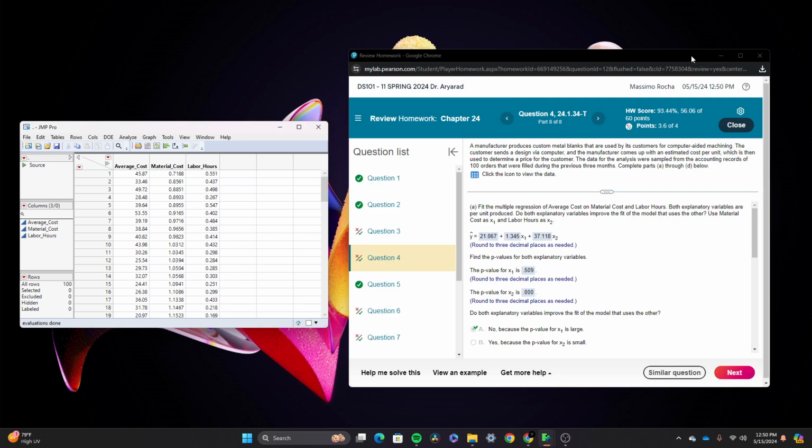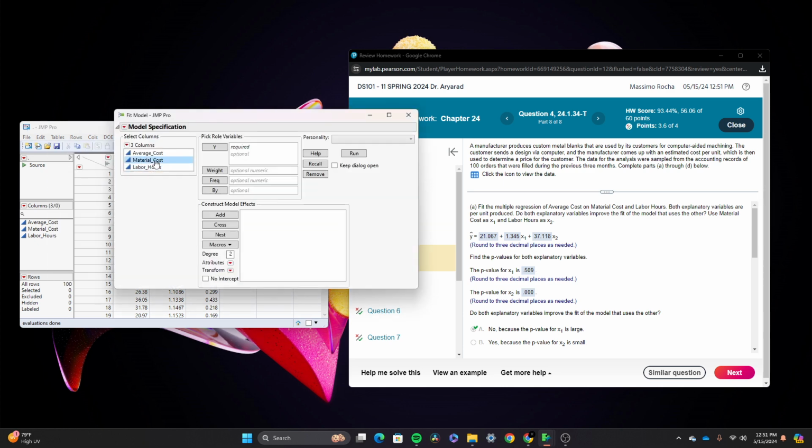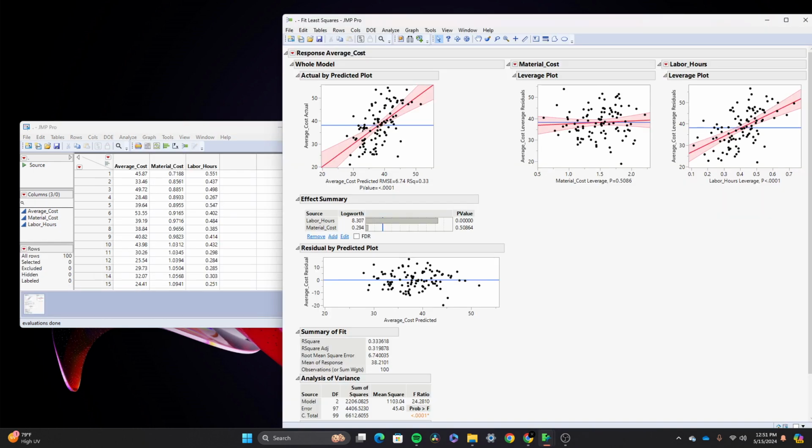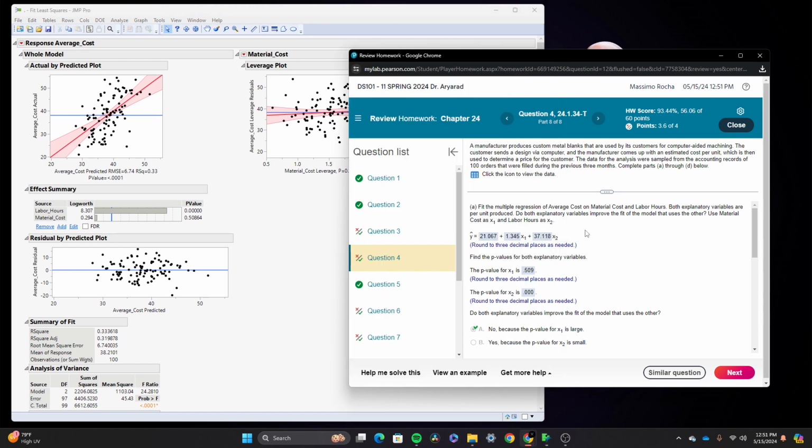Alright, chapter 24. So, let's take a look at how to do this. Right here, part A, fit the multiple regression of average cost on material cost and labor hours. It says to use material cost as x1 and labor hours as x2, so those are going to be the x. Pretty much we're just going to go to fit model. These two are going to be our x and average cost is going to be y. Run that.